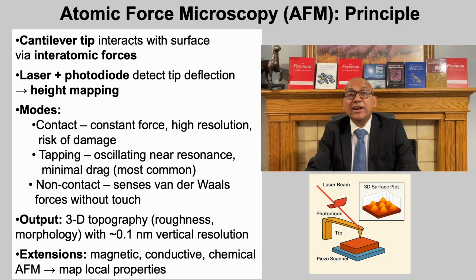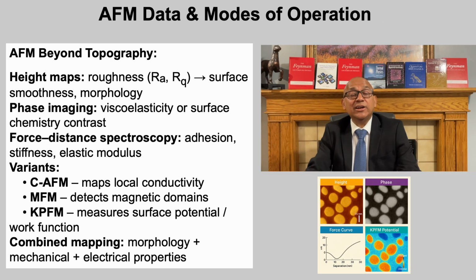The resulting images can resolve atomic steps, grain morphology, and roughness with a vertical precision of about 0.1 nanometer. Moreover, by analyzing force distance curves, AFM can measure mechanical properties such as adhesion, stiffness, and elastic modulus. Specialized probes extend its capability, allowing magnetic, electrical, or chemical mapping, making AFM a versatile platform for surface and functional characterization.